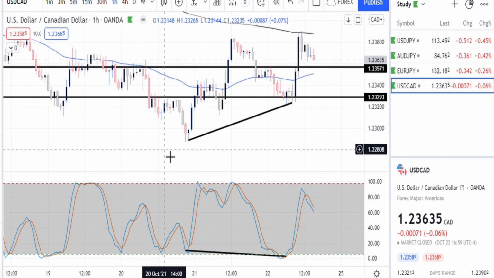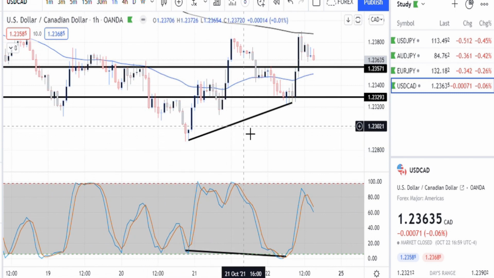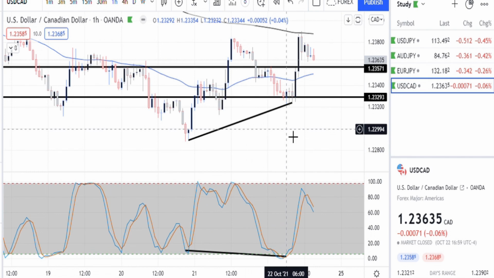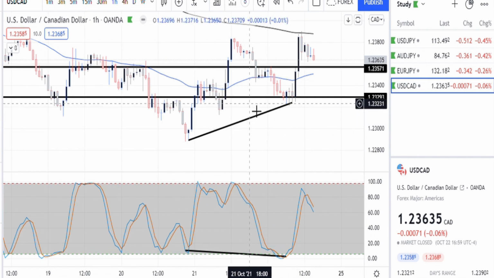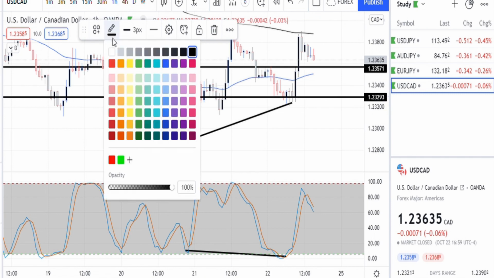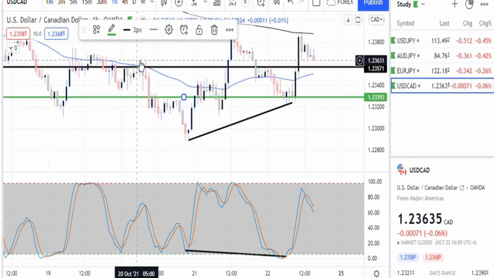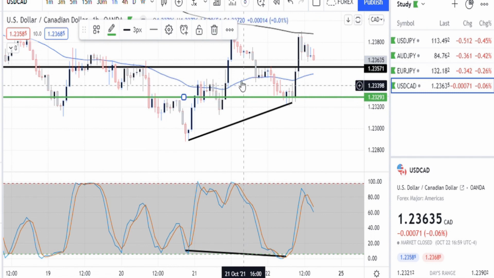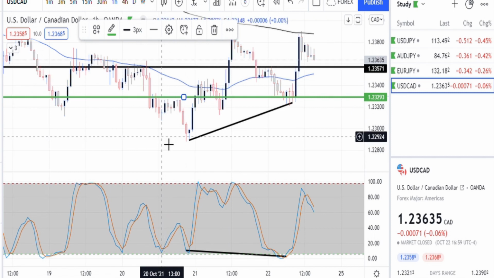So the first pair that we have here is USD CAD, and this was a buy. So let me make this green. And this was where they set their TP, or basically where they got out of the trade.